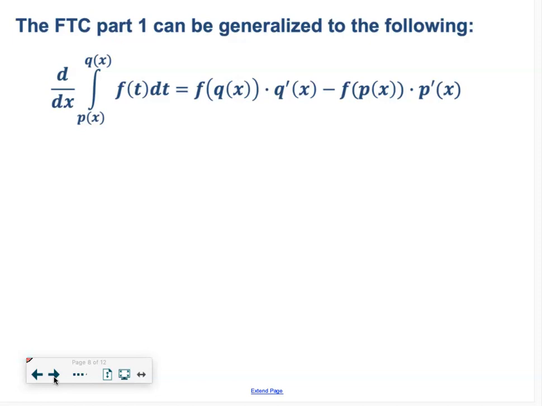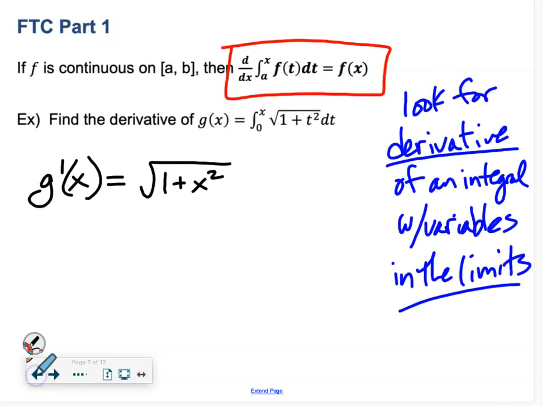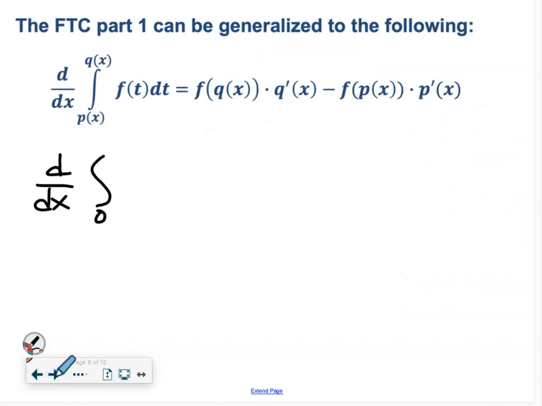I'm going to walk you through the problem we just did using this so you can see that the one that you just did kind of falls under this umbrella. So we just did the derivative of the integral from 0 to x of the square root of 1 plus t squared dt.